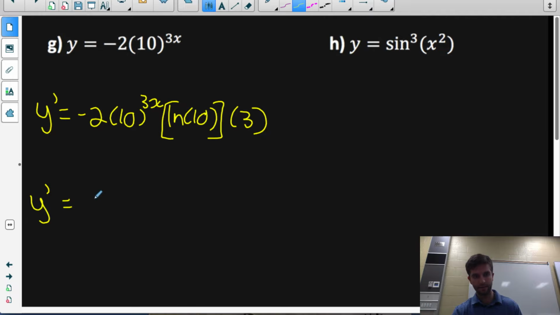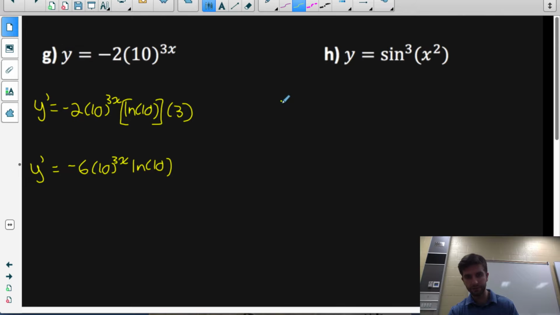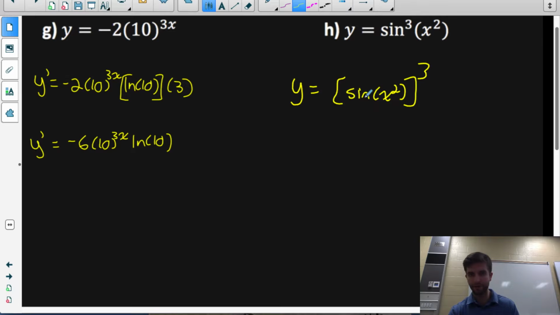The negative 2 times the 3 is negative 6. Part H. When I find the derivative of this, it might be helpful actually to rewrite the function, knowing that this cubed means that the sine x squared function is being cubed. So sine x squared is being cubed. So I just rewrote the function. So now that I can see I have a power of a function, I'll need chain rule.